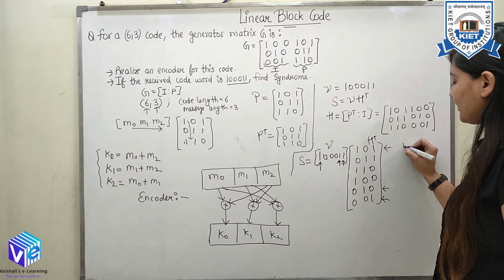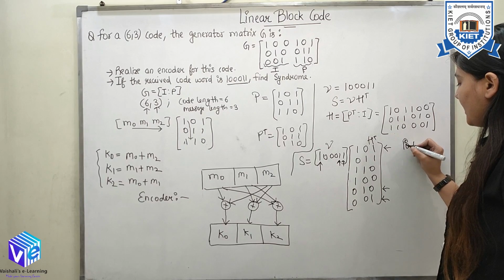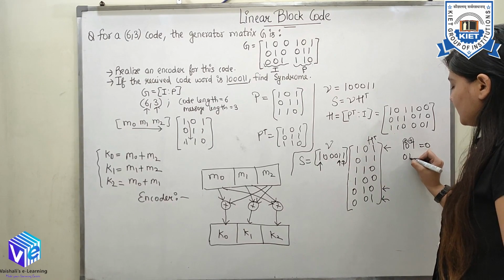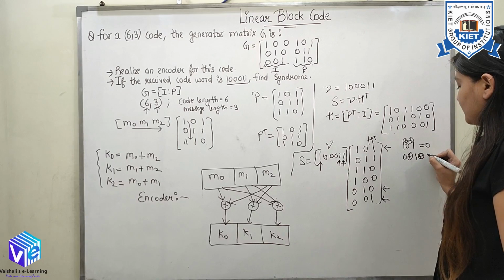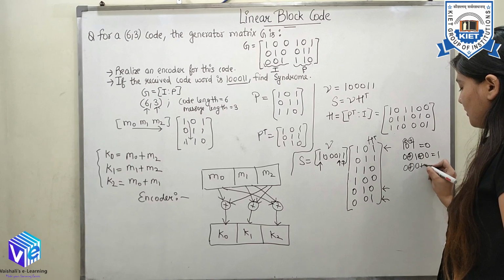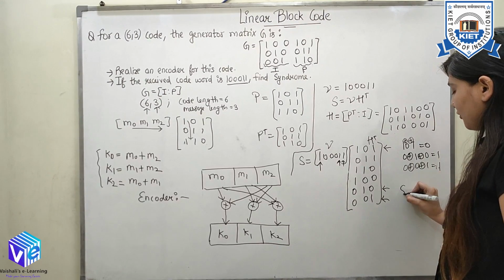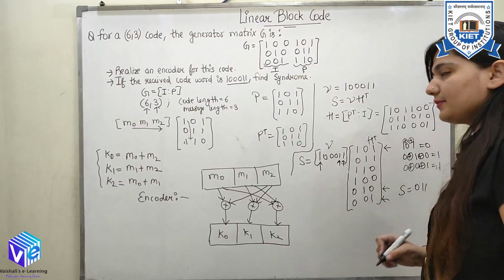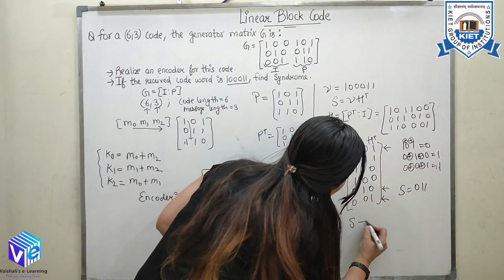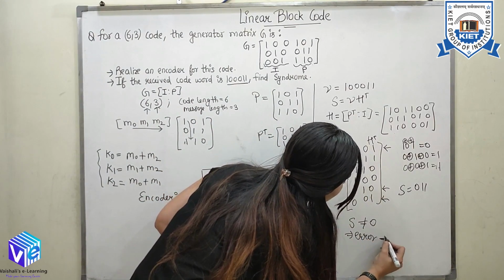The elements from the first row are 1 0 1. I'll add them: 1 plus 0 plus 1, which is 0. Here I'll add 0 plus 1 plus 0, which is 1. Here 0 plus 0 plus 1, which is 1. So now the syndrome is equal to 0 1 1. From here I can see the syndrome is not equal to 0, which implies an error is present.